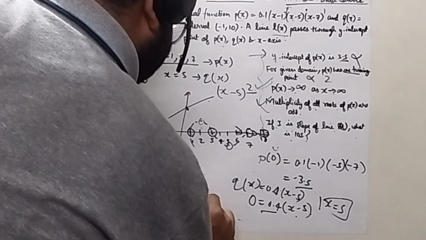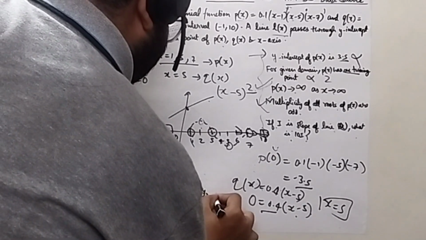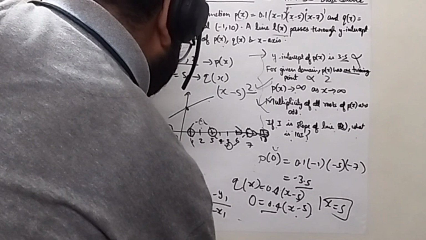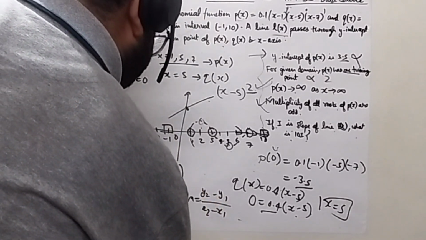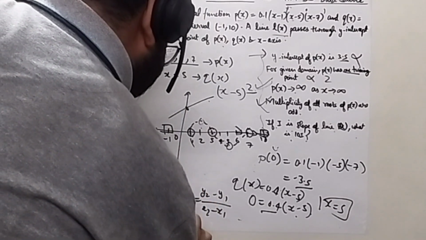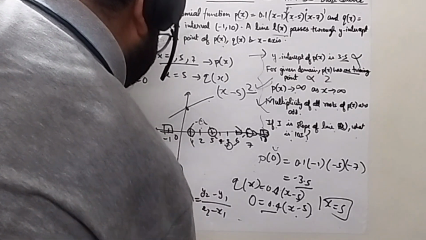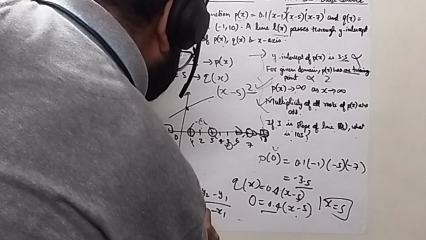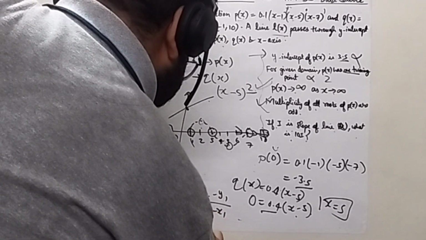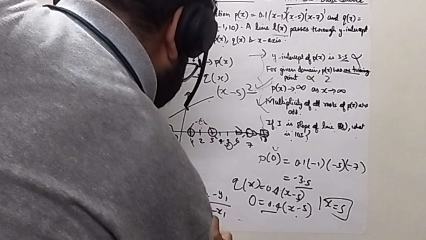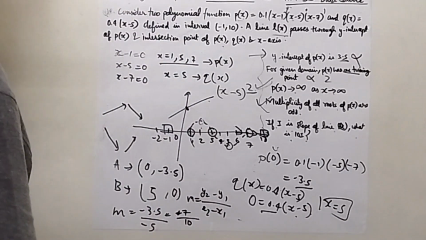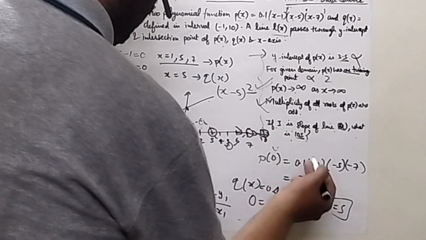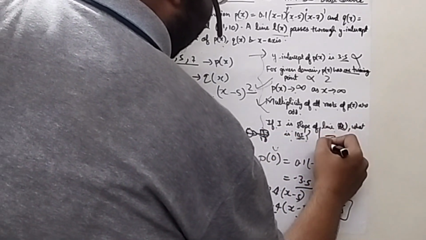How do we calculate the slope? It is m equals y2 minus y1 upon x2 minus x1. So m equals, where y2 is 0 minus minus 3.5 and the denominator is 5 minus 0. So we will get 7 by 10, and it is asking for 10 tan θ, so it will be 7.